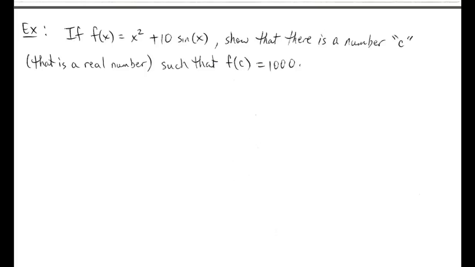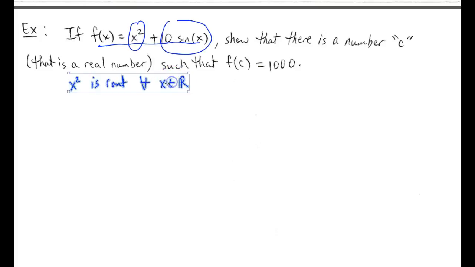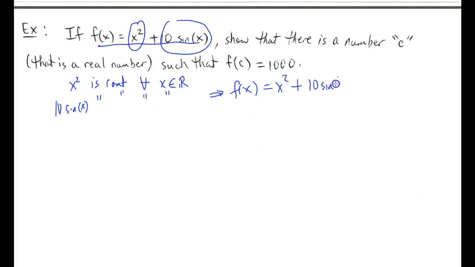How we're going to go about doing this is we need to first look at the function f of x itself. And so f of x is comprised of two separate functions, which are x squared and 10 times sine x. Now, we know that x squared is going to be continuous for all x that are members of the real numbers. We also know the same thing is true for 10 sine x, and it is also continuous for all values of x within the real numbers. So that implies that f of x is going to be continuous for all values of x within the real numbers. So we know that part.